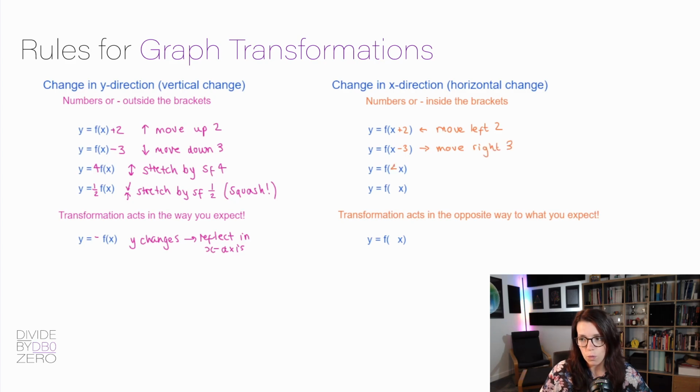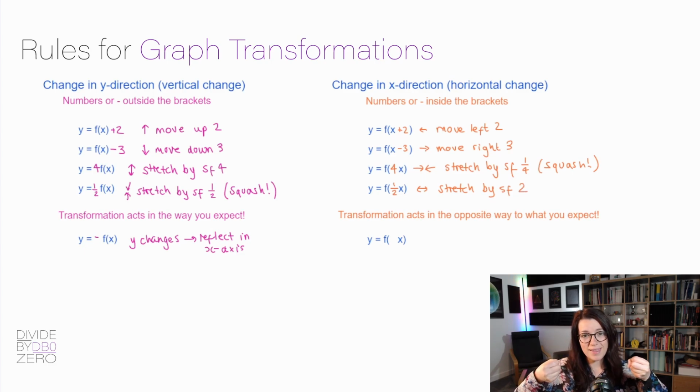If you had a 4 inside the bracket, that's in fact a squash rather than a stretch. Or you could say stretch by scale factor a quarter, or a squash, getting 4 times smaller but in this direction. If you had a fraction inside the bracket next to the x, so for example a half, that's a stretch this time by scale factor 2. So we're actually getting 2 times as big but in this direction.